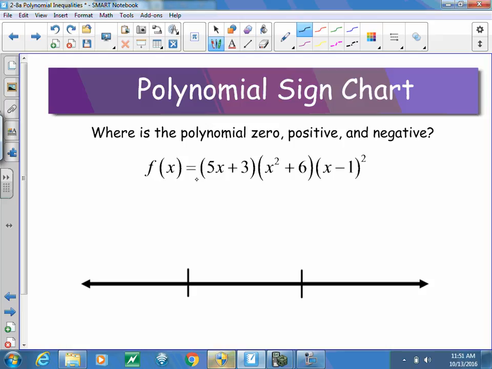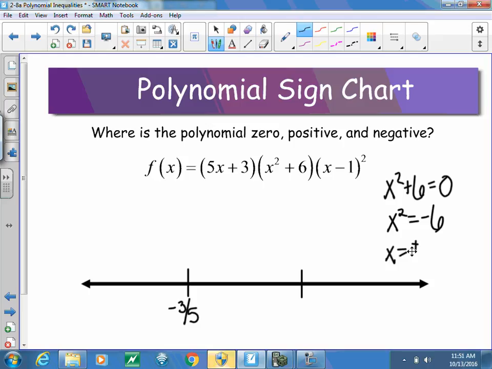This first factor here, 5x plus 3, if I set that equal to 0, that's going to end up giving me that x is equal to negative 3/5. So that's going to give us one of our zeros. The next one here of x squared plus 6, well, here's an example of having our imaginary solutions. If I subtract 6 from both sides, we get negative 6.